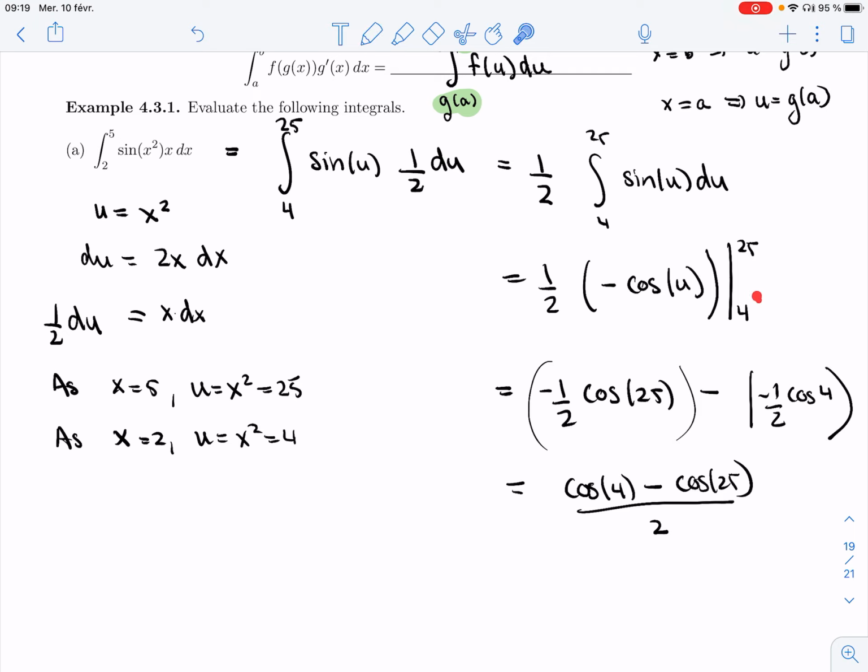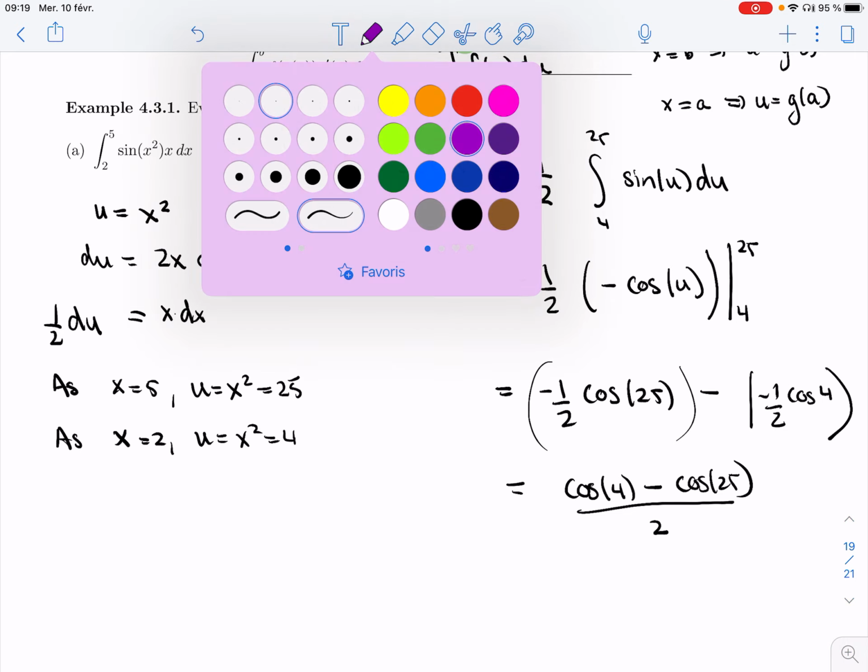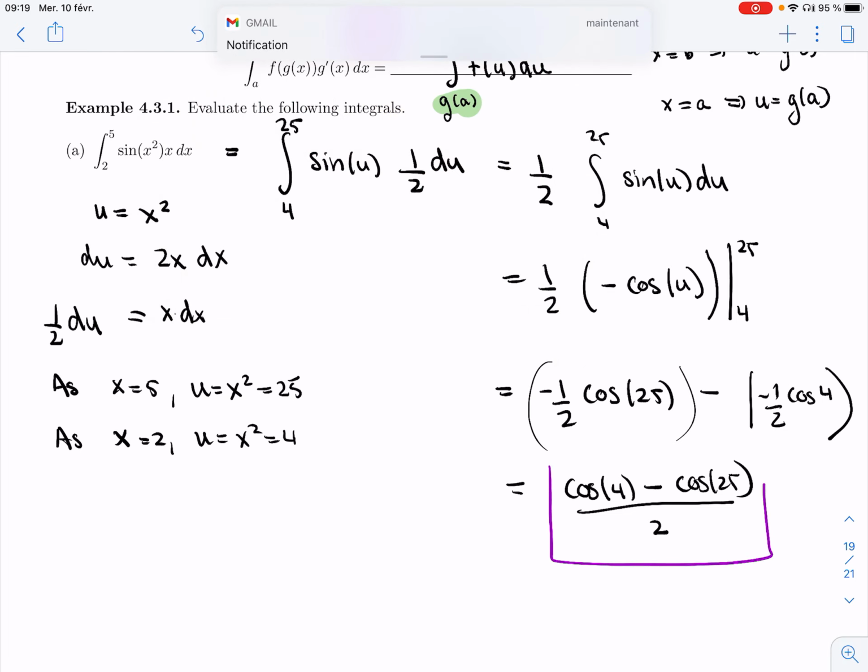I was able to plug in these values directly in u. I didn't have to go back to x because these are the values for u. I've changed them. These were the values for x, these are the values for u, so I plug them into u directly. So there is one step of the usual substitution that we do not take. We don't need to go back to x here.